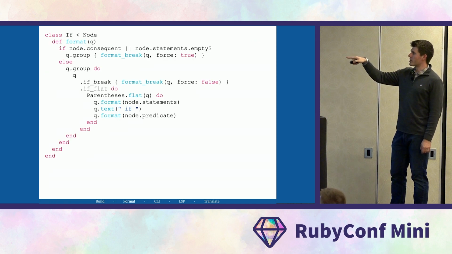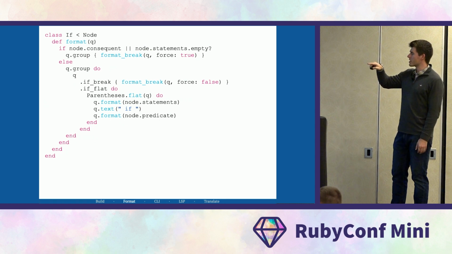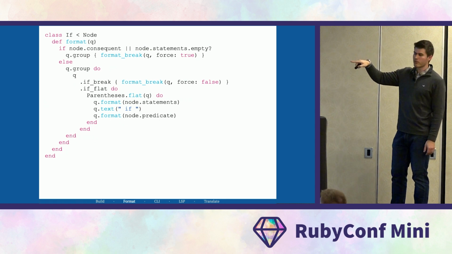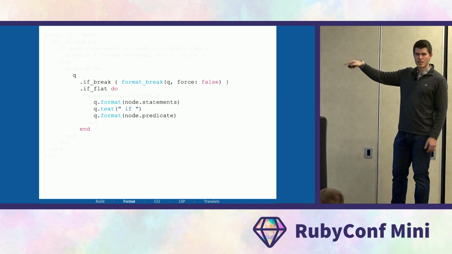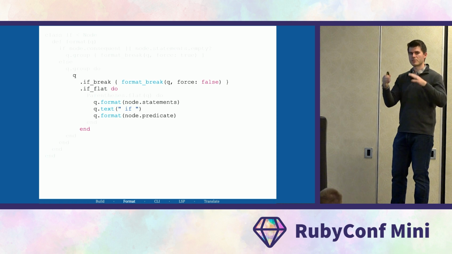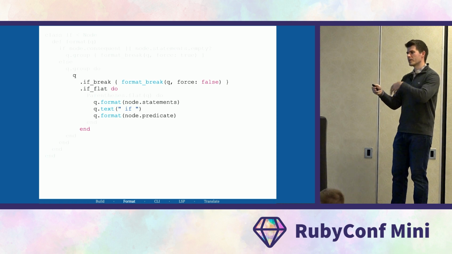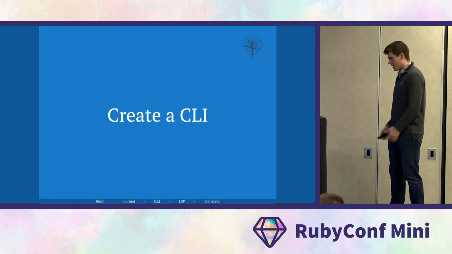This is part of the core of Syntax Tree, and you'll see that every node defines its own format method. You can see just in this content, q is the method that represents the pretty printer object, the formatter, and you see if break, format break. If flat, format like this. So you can start to read and see how these things are going to build up this tree, inspect the tree, and then print it out. So that is the formatting.